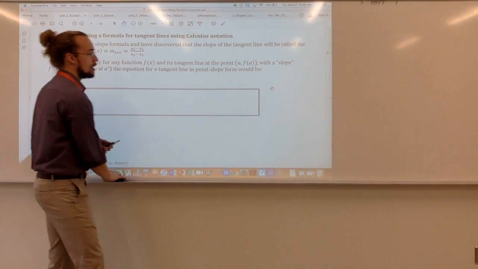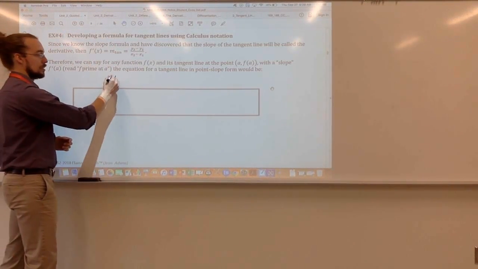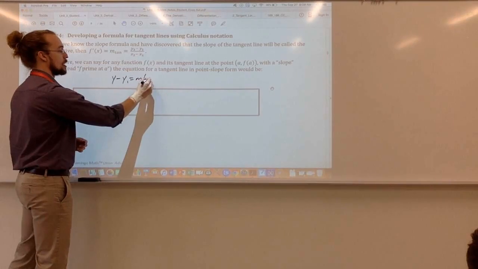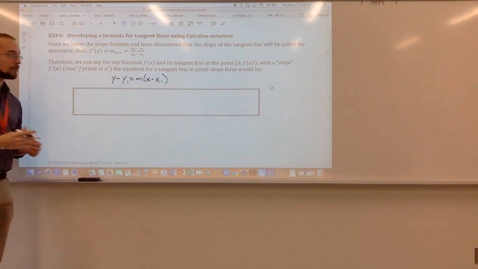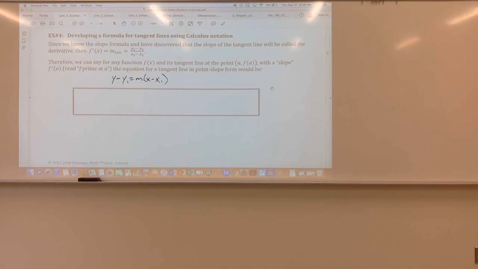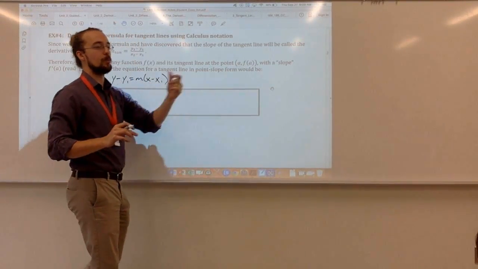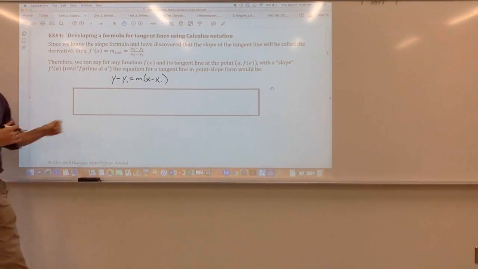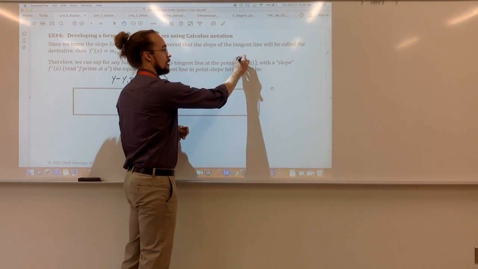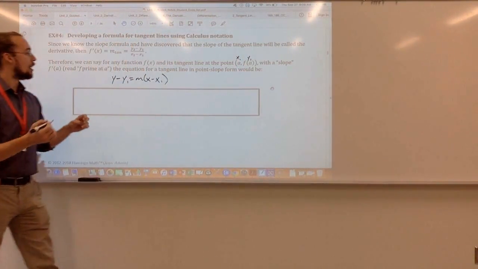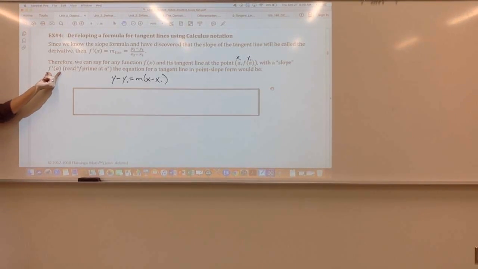Okay, so let's take our y minus y1 equals m times x minus x1 and use a little bit of calculus notation. If I've got some random point, a, f of a, this is kind of the same thing as my x1, y1. And then for slope, we're using the derivative notation. So if I say f prime of a, that means the slope at my value of a.